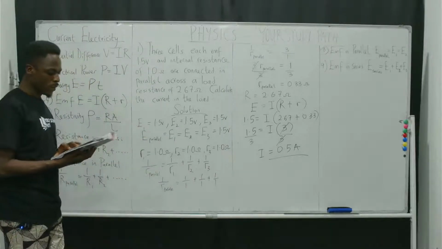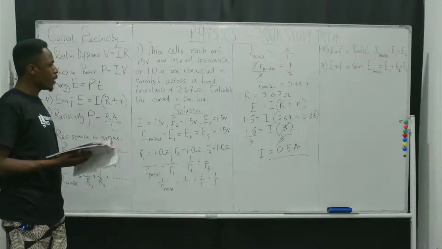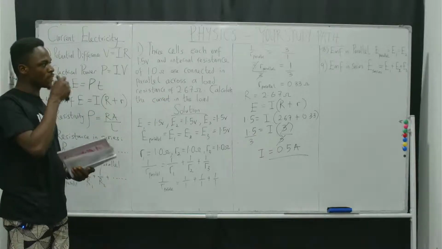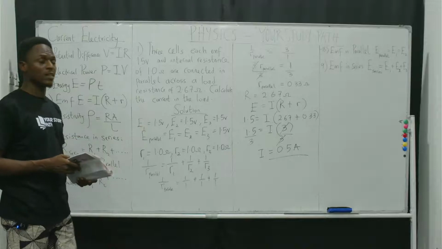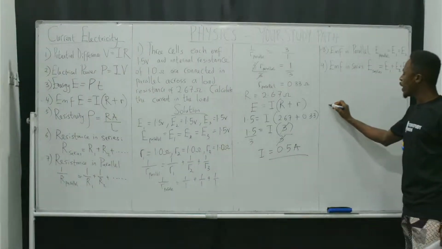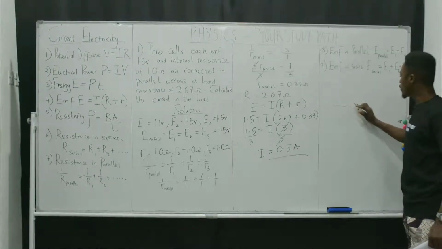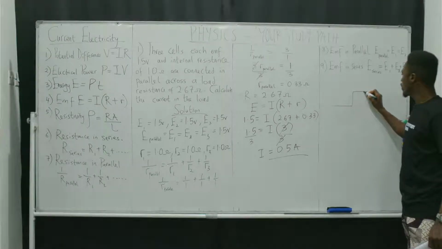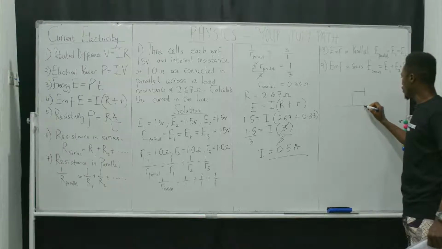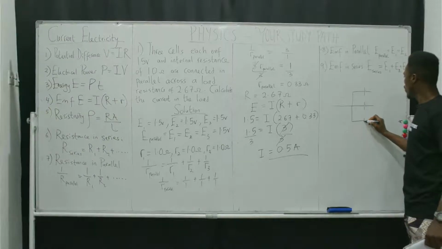So, here we go. And in case you're wondering what the circuit diagram for this kind of question is going to look like, it would be in this form, whereby we have a parallel connection of the EMFs. Here, long and short. Here, long and short.